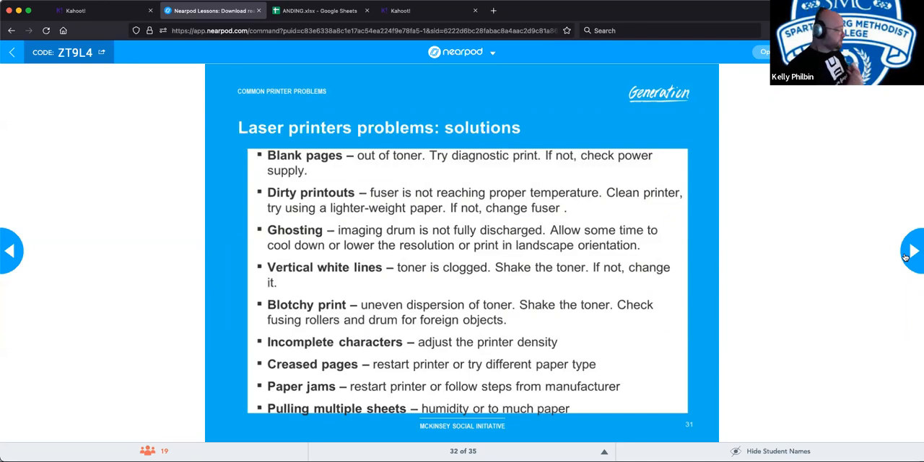If the fuser needs to be replaced, you call the technician. You do not do it yourself. We don't play with the fuser.